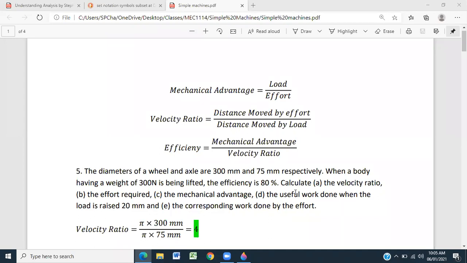Now, in this topic, we're going to introduce a new system, the wheel and axle, and we're going to look back at the inclined plane from a different perspective, a system perspective.